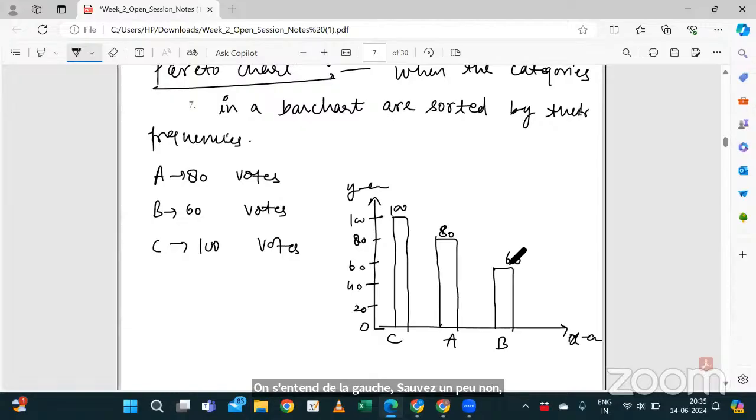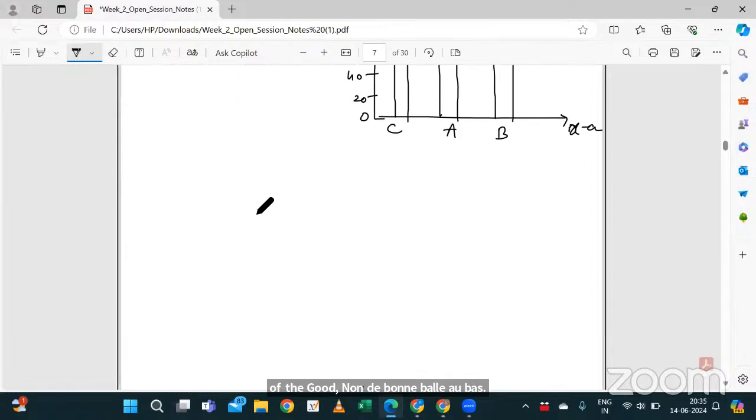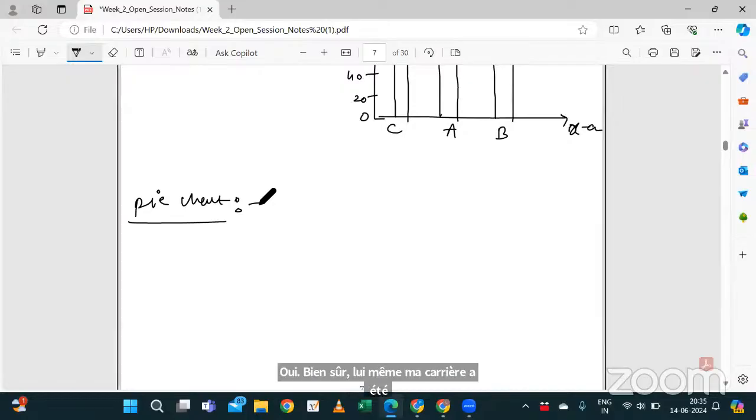All right, now I will explain the pie chart. So we have seen, right, that a bar chart I can use when I'm interested in comparing the count of different categories. Pie chart, when I want to show the frequencies of categories.